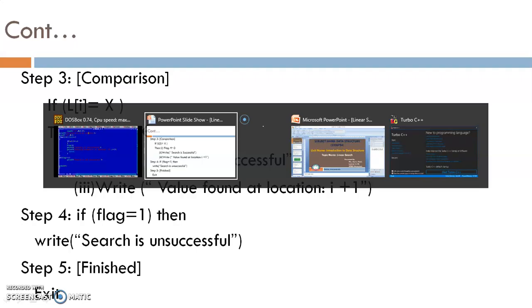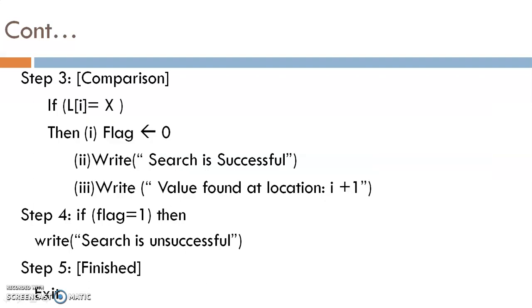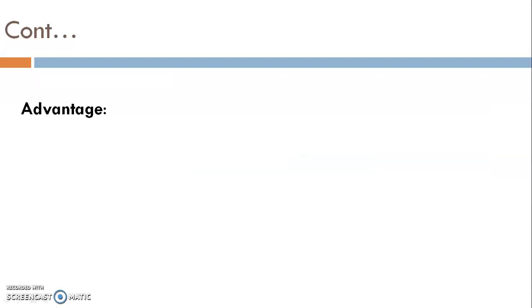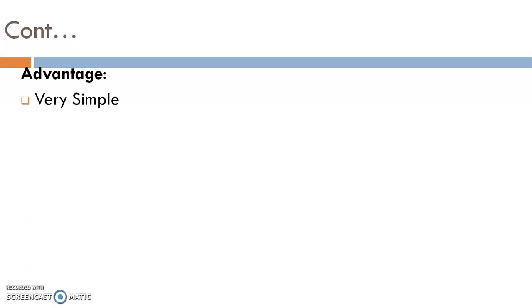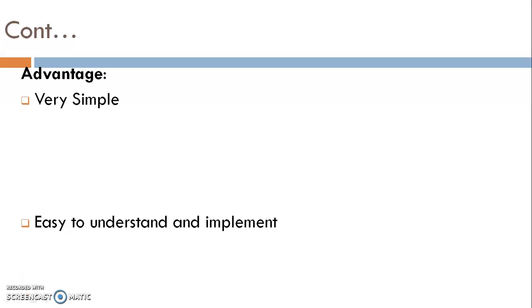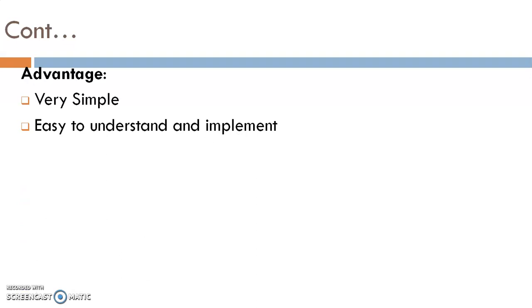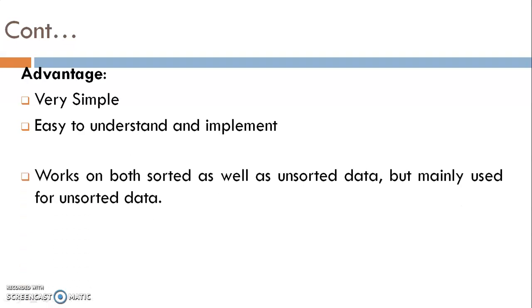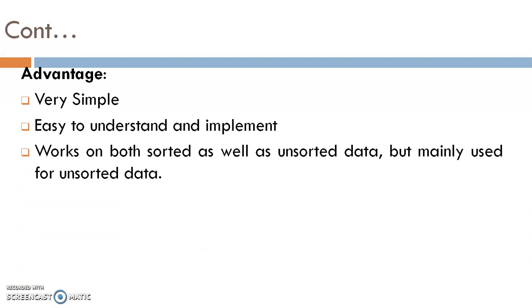Now next, the advantage of linear search. It is a very simple technique because it simply compares the searching element one by one with all elements of the list, so it is easy to understand and implement. It works on both sorted as well as unsorted data, but generally it is used for unsorted data.